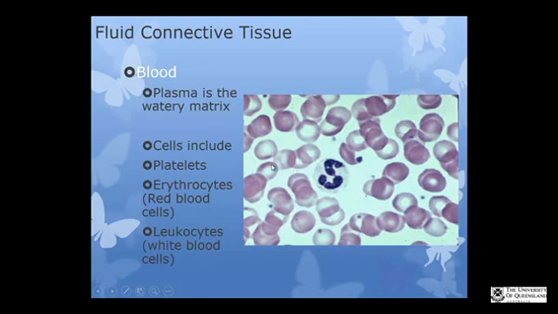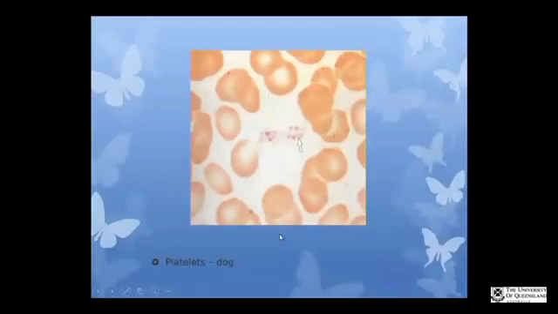These cells include, now, I've put platelets there, but these are platelets here. These are little black things, little dots there. They're not cells. Platelets are actually bits of cells. They start off as one big cell, they break up into lots of little bits. So platelets are actually fragments of cells, they're not actually cells at all. Erythrocytes, red blood cells, leukocytes, white blood cells. And I've already talked about the different divisions of the white blood cell. Here we are, some platelets, bits of cells in the dog.